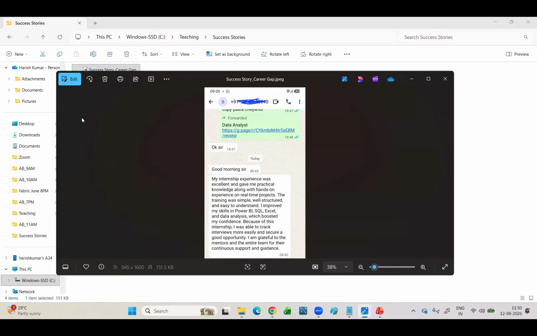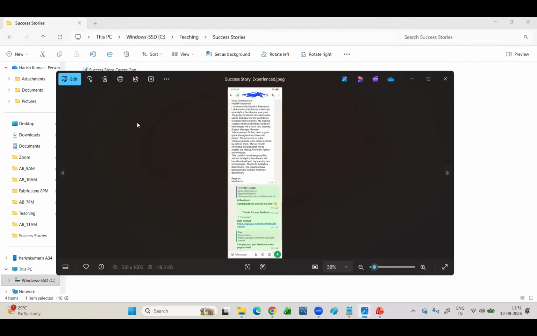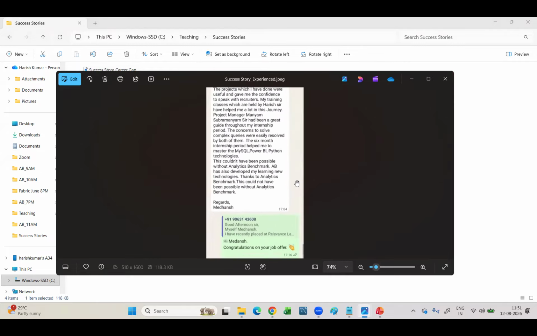Even if you have a career gap, opportunities are there. The student I'm showing here has a 5-year career gap, completed graduation in 2020, and still received a job. So there are chances. It's not that only experienced people or freshers will get the job. So this is the placement they got.